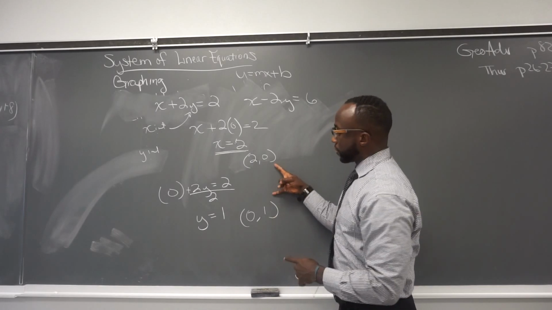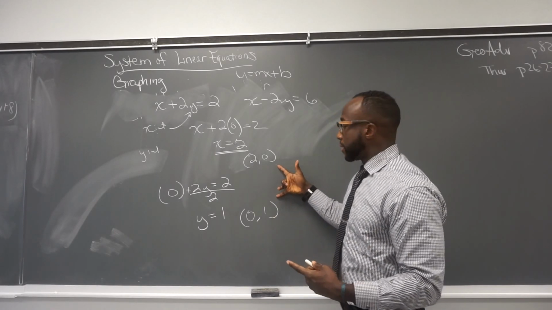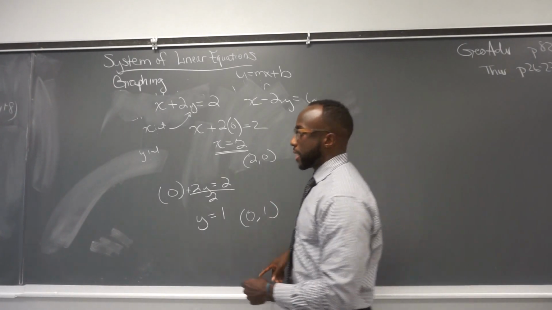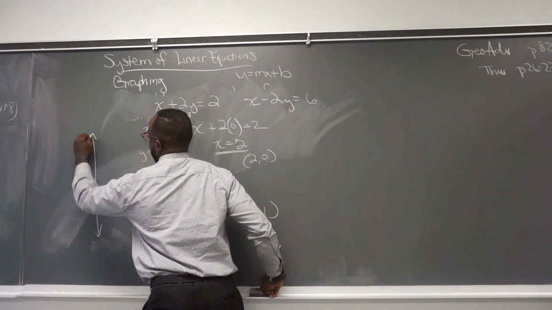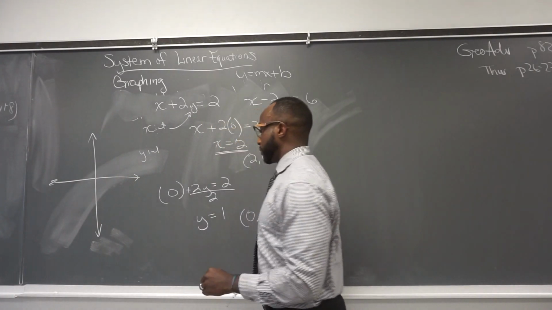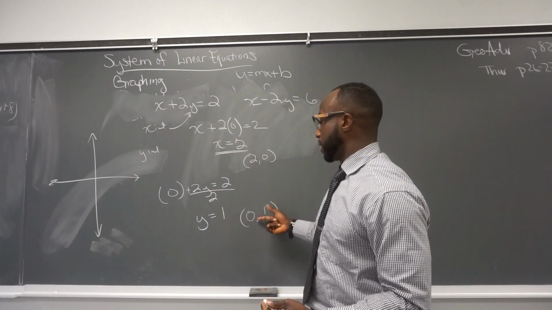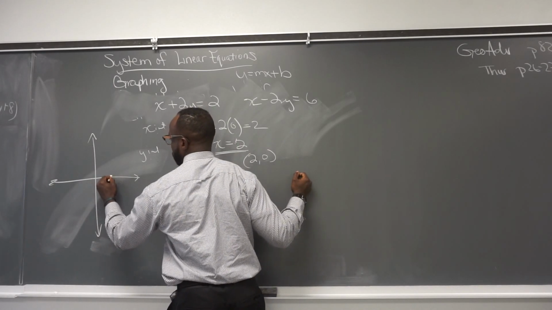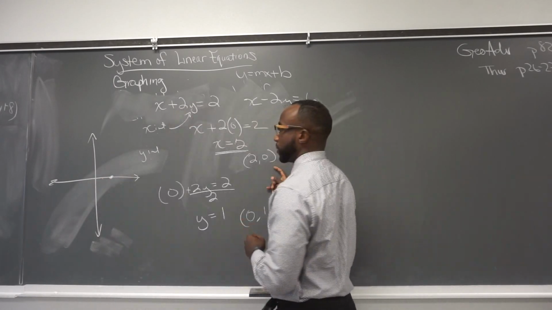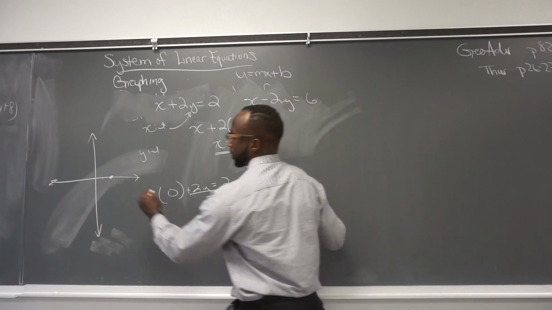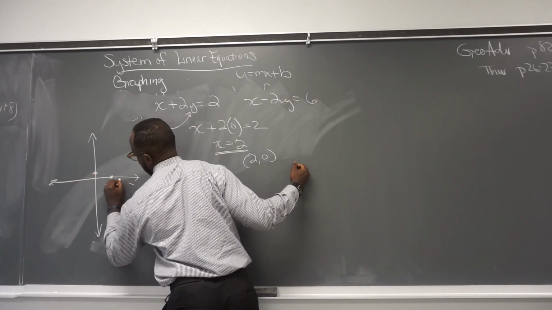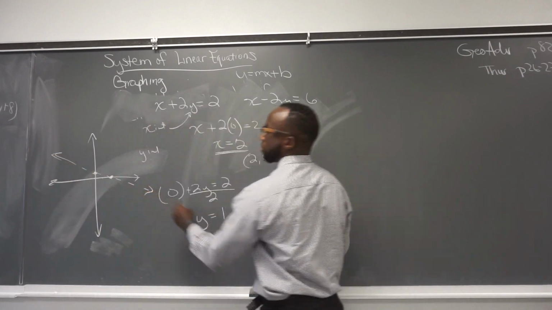Okay? So now what I would do is take these 2 points and plot them on the xy coordinate plane. All right? So roughly speaking, we'll have 2, 0. That's this first point. And we have 0, 1. And so we would sketch our line like so.